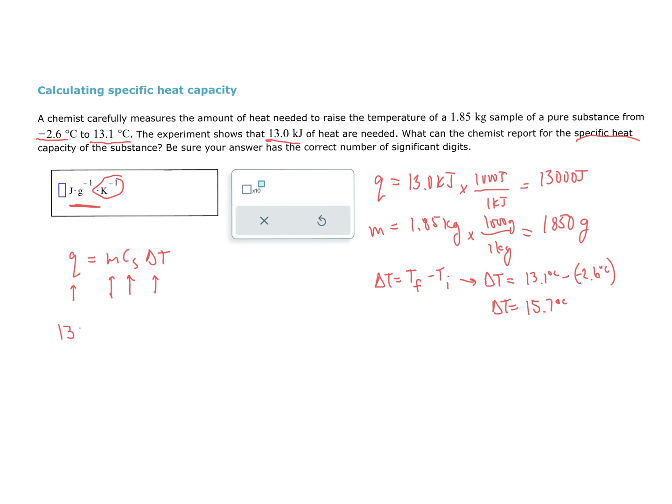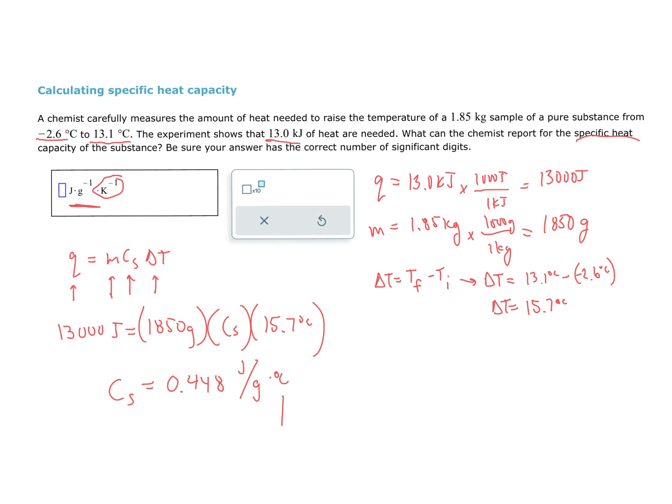I've got 13,000 joules equals 1,850 grams. I don't have my specific heat, that's what we're looking for. And my delta T is 15.7 degrees Celsius. So I multiply and then divide, and I get a specific heat for this substance of approximately 0.448 joules per gram times degrees Celsius. And again, you can write Kelvin in there, it would be the same number.